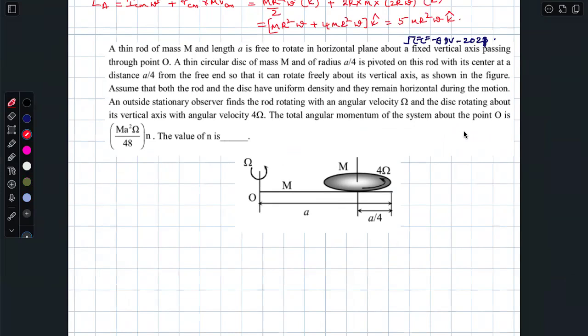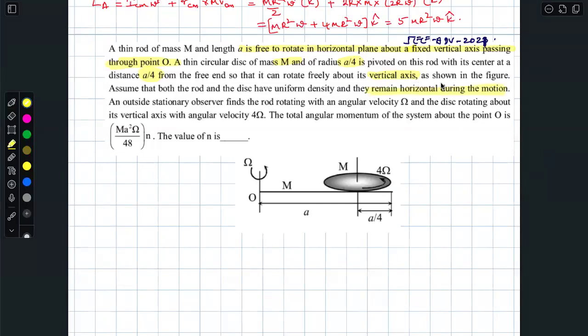You have a thin rod, mass M, length A. It is free to rotate in a horizontal plane about a vertical axis passing through O. A thin circular disc, mass M, radius A by 4, is pivoted on this rod with its center at A by 4 from the free end so that it can rotate freely about the vertical axis. As shown. Assume that both the rod and disc have uniform density and that the rod remains horizontal. This is also a very important term.